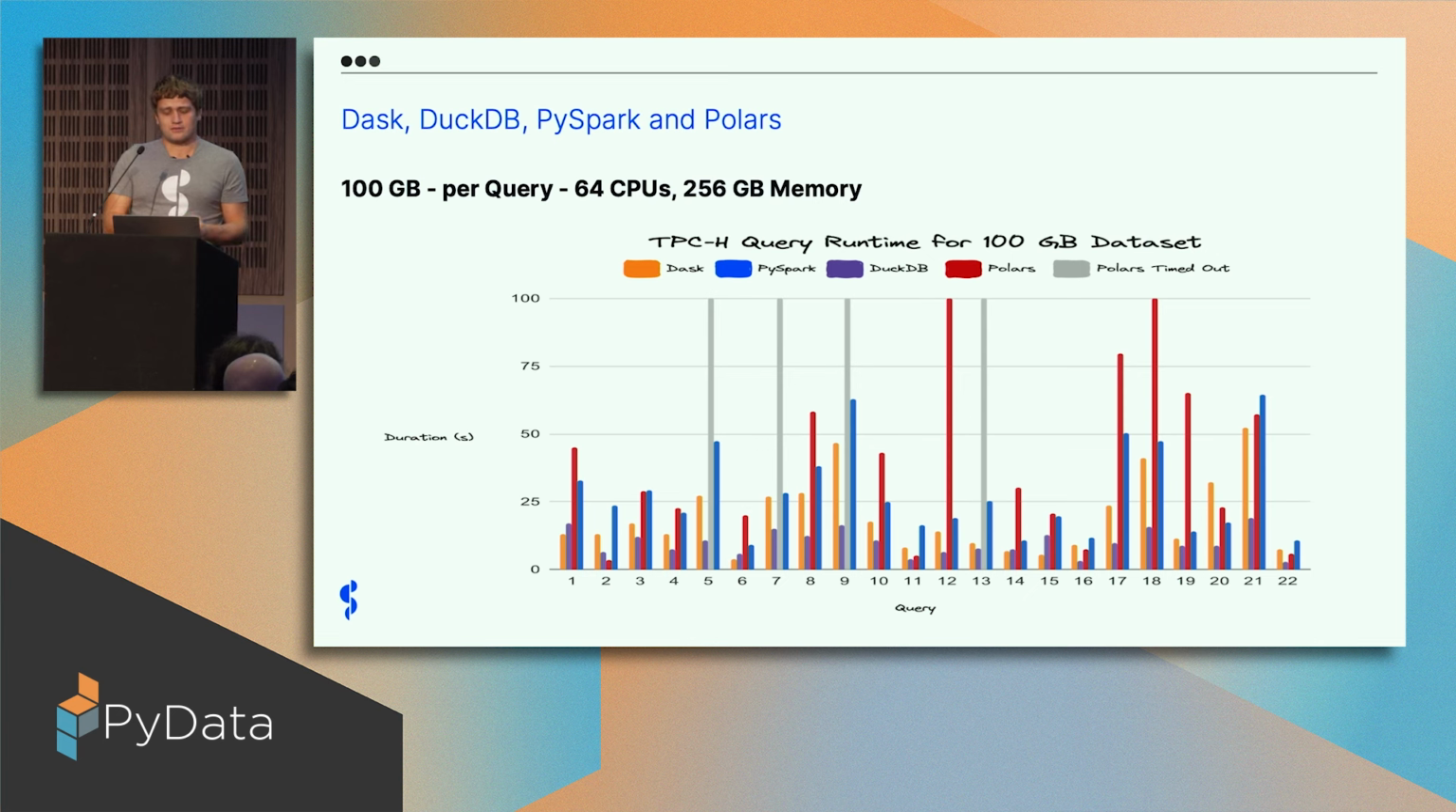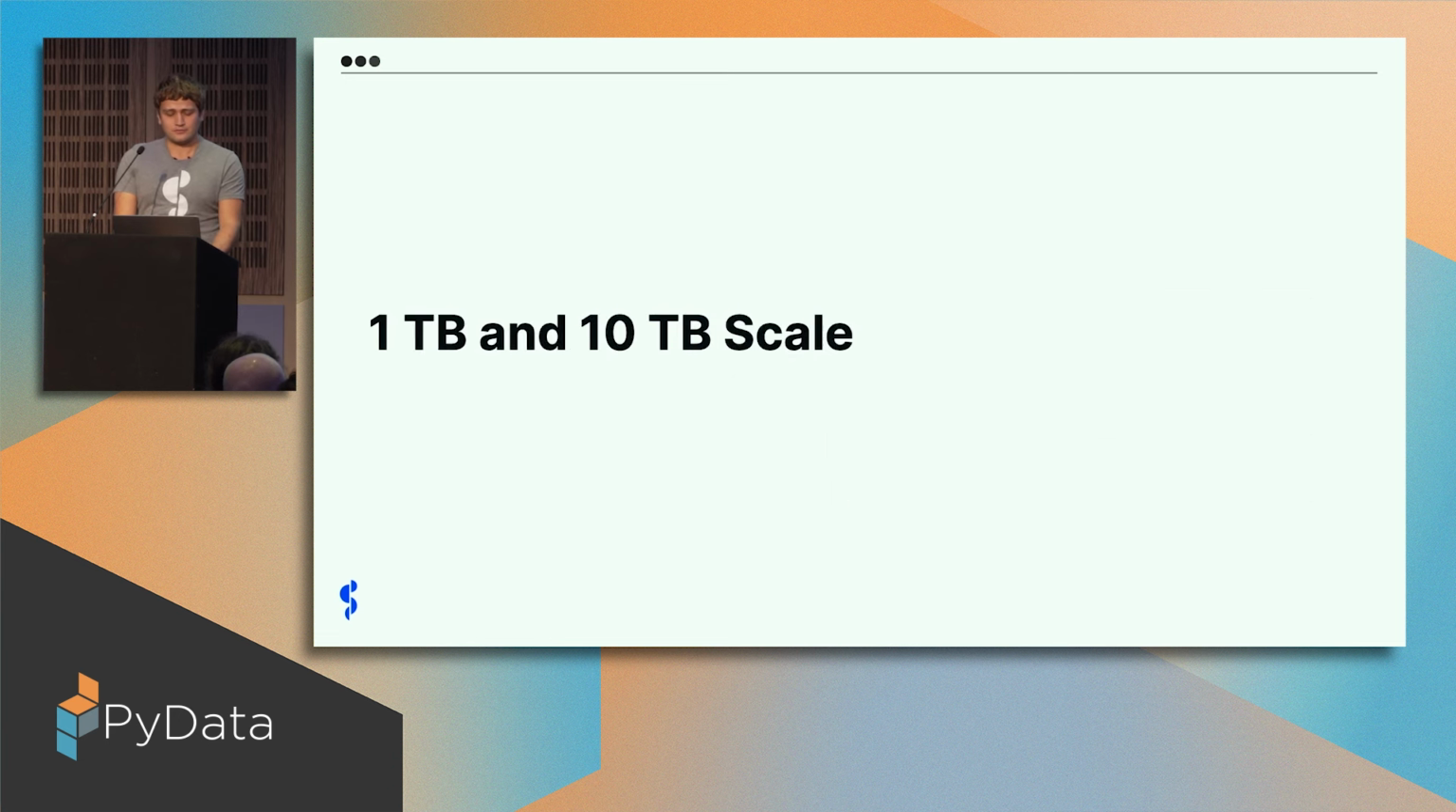And PySpark, this is clearly not yet big enough so that PySpark can actually be fast. It's the blue bar, and it's the slowest on most queries, except the ones that Polars timed out. So yeah, for 100 gigs, the takeaway is probably stay with DuckDB or go to DuckDB if you need to.